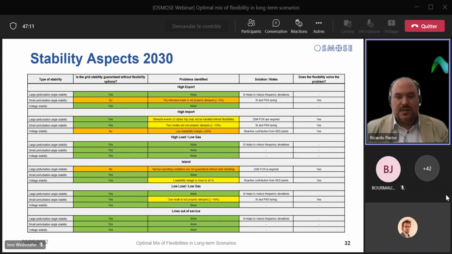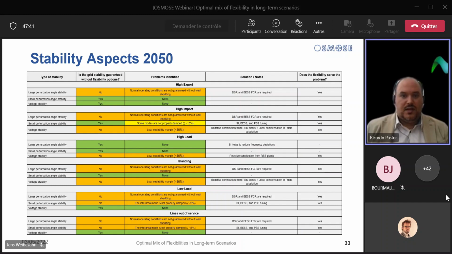PSS, power system stabilizers. In terms of voltage stability, it has been noticed that when Sicily is importing power from continental Europe or it is disconnected, its loadability margin and hence the voltage stability is reduced. However, the reactive support from renewable energy sources contributes to the increase of the overall loadability margin in all the dispatching profiles. Now, please move to next slide.